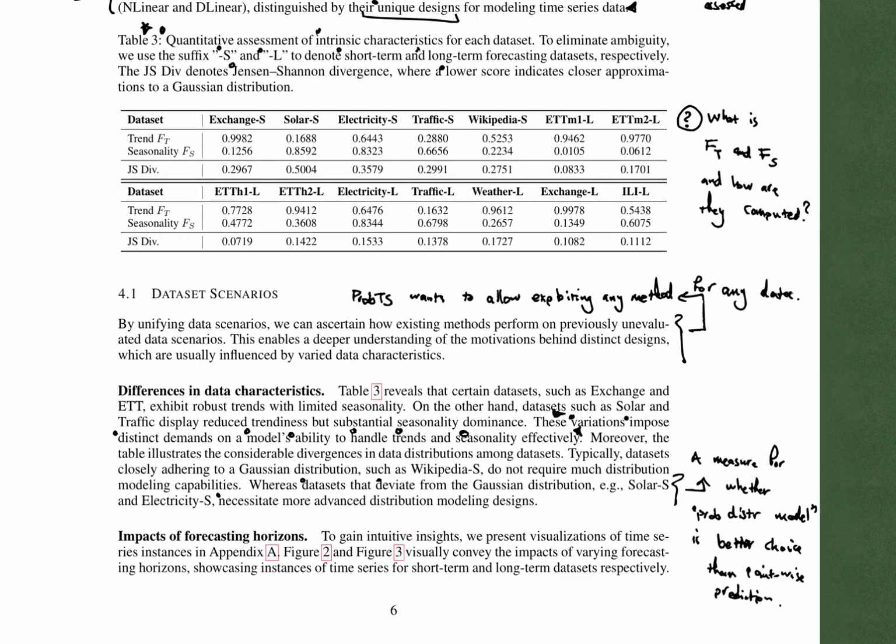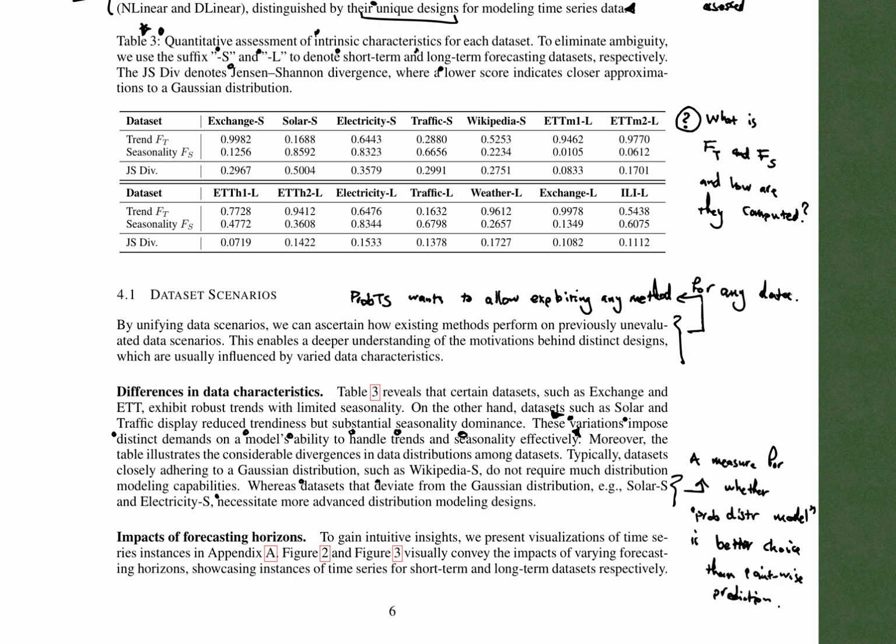Now in table 3, this one, they go over some of these datasets. So you have these datasets, you have trend and seasonality, and the Jensen-Shannon divergence from Gaussian.